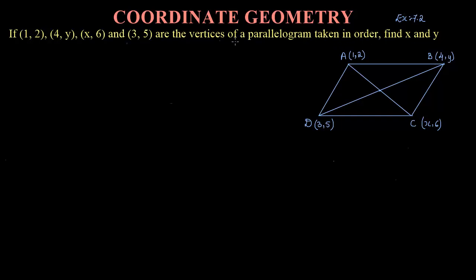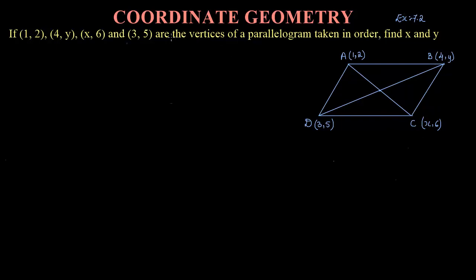So they have said clearly that these 4 points are taken in order. So you cannot take the points randomly. After A, B should come, right? You cannot take it as A, B, C, D randomly. If you are taking it in clockwise direction, then A, B, C, D it should be. If you are taking in anti-clockwise direction, then A, B, C, D. Both the ways are fine, but it should be in the order.